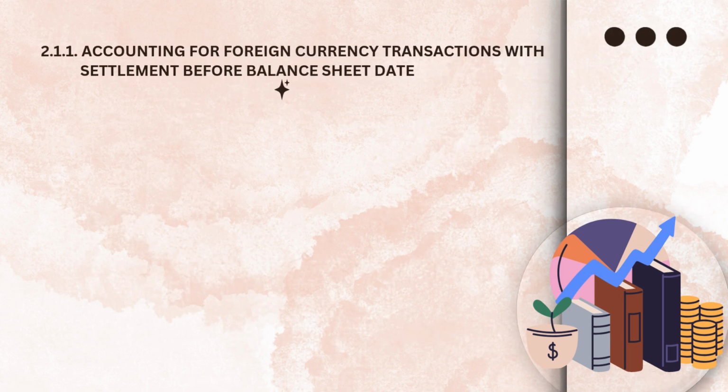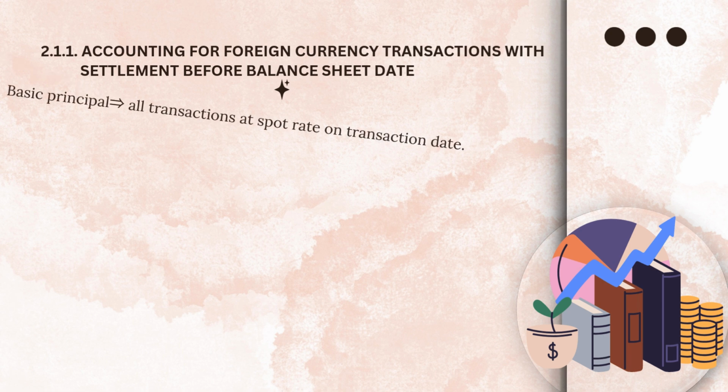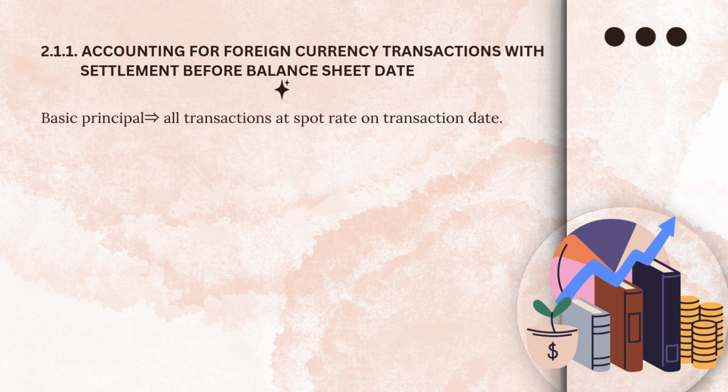2.1.1 Accounting for foreign currency transactions with settlement before balance sheet date. Basic principle: all transactions at spot rate on transaction date. FC risk when transaction and payment date differ.